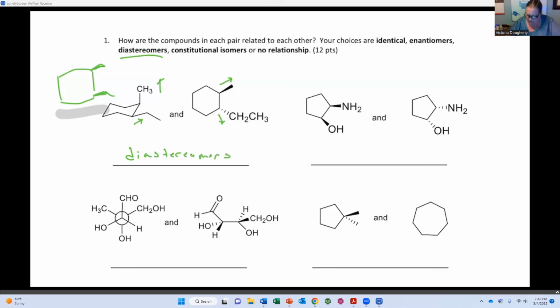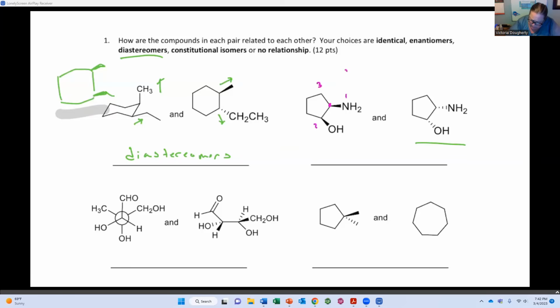The next one. Obviously, again, they're more than constitutional isomers because it's 1-amino, 2-hydroxyl, and both of these are on cyclopentyl rings. This does take some imagination, but if I were to flip over the second one, it would be a perfect mirror image. So they're enantiomers.